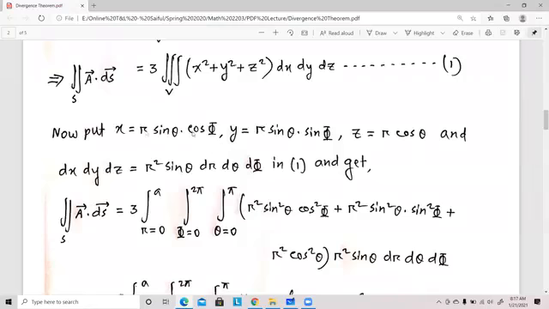x equal to r sin θ cos φ, x² equal to কি হবে r² sin²θ cos²φ, y equal to r sin θ sin φ, y² it will be r² sin²θ sin²φ, z equal to r cos θ, z² equal to r² cos²θ, dx dy dz, হ্যাঁ dx dy dz, তো আমাদের which is this r² sin θ dr dθ dφ. So we can substitute this directly, r² sin θ dr dθ dφ.